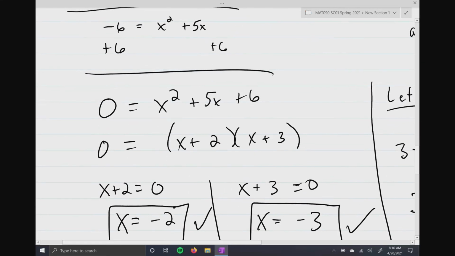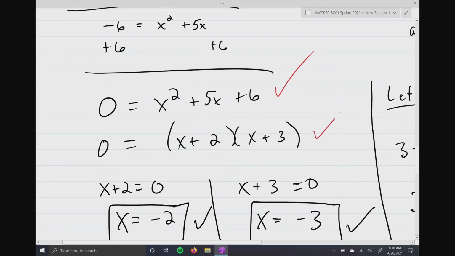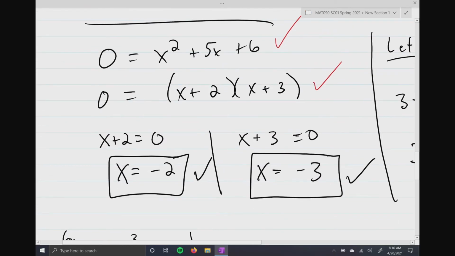So all we did is we set it equal to zero. That's right there. We factored, that's right there. We set each factor equal to zero, that's right there. And then we solved. And the only thing that we need to do is check our answers. We need to make sure that x equals negative 2 and x equals negative 3. We need to make sure that either answer does not break the question.